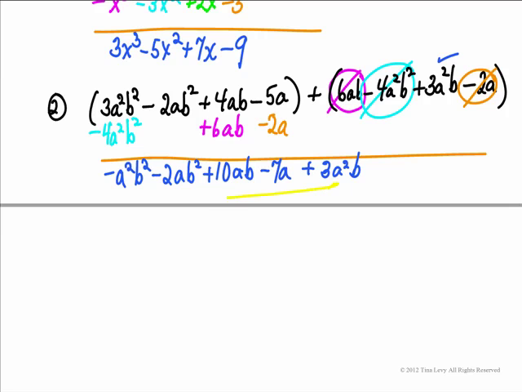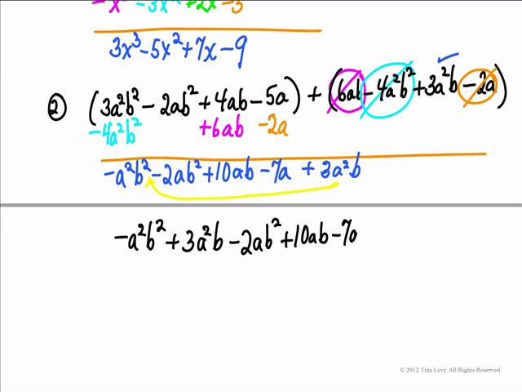For descending order, because it's an a squared, the 3a squared b is going to go right here after the a squared b squared term. The final answer would be negative a squared b squared plus 3a squared b minus 2ab squared plus 10ab minus 7a, and that would be in descending order.